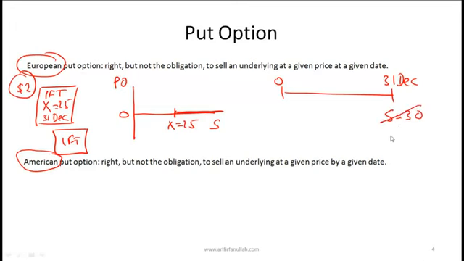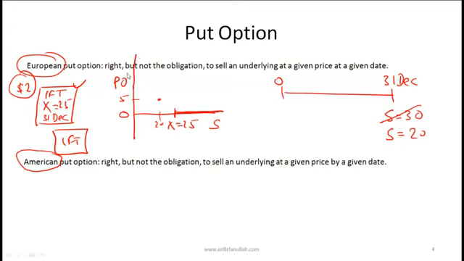But what if on 31st December the stock price is 20? If the stock price is 20, then clearly this option is worth something, because what you could do as the owner of this option is go buy the share for $20 in the market, and then go to the counterparty and exercise the option. Exercising the option would mean selling the share to him for $25. So if the share price is 20 at maturity, the payoff is 5.